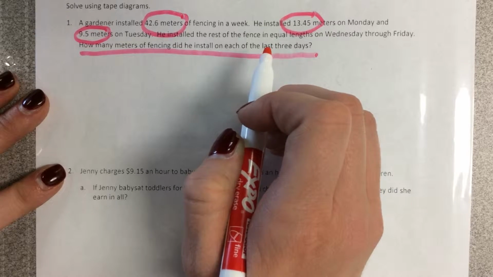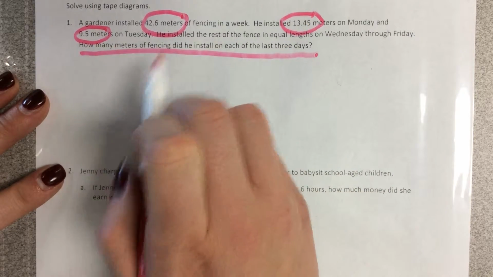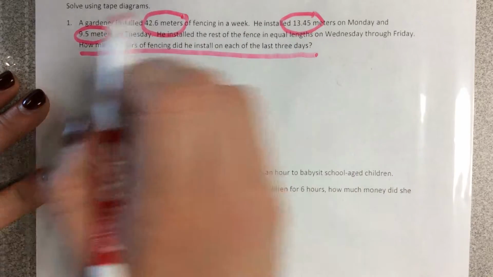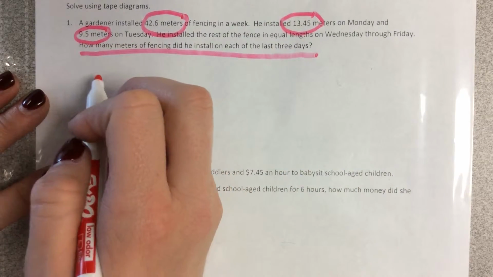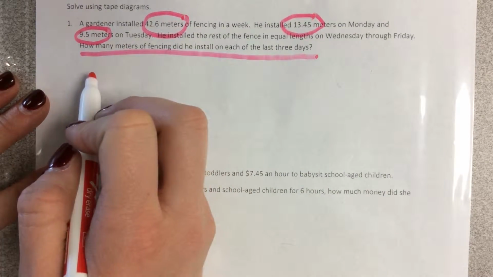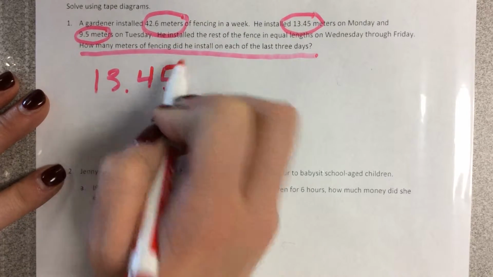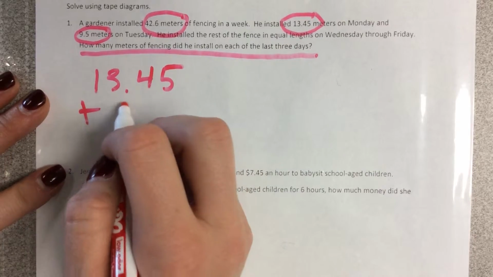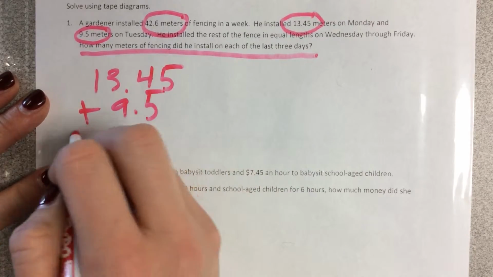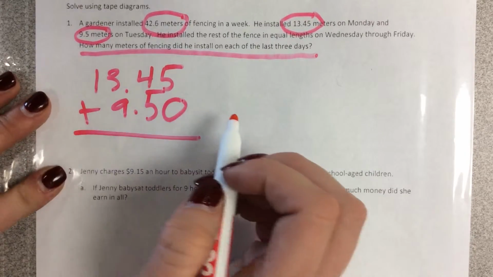So we're going to have to take what he did on Monday and Tuesday away from the total. So let's add up Monday and Tuesday. The most important thing when adding decimals is to line them up. So 13.45 meters plus 9 5/10 meters. We can put in a 0 there if it helps.